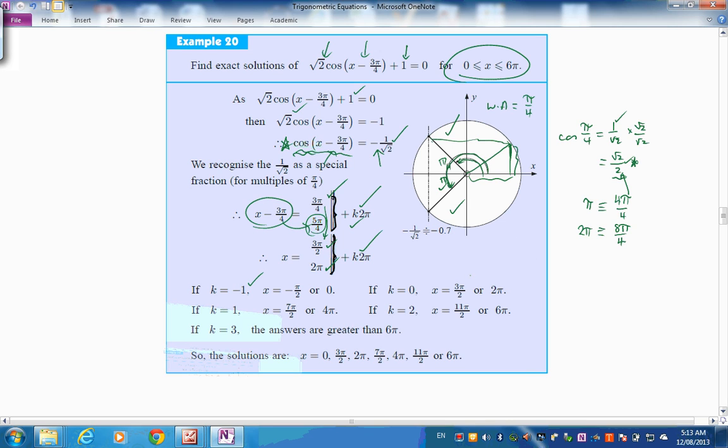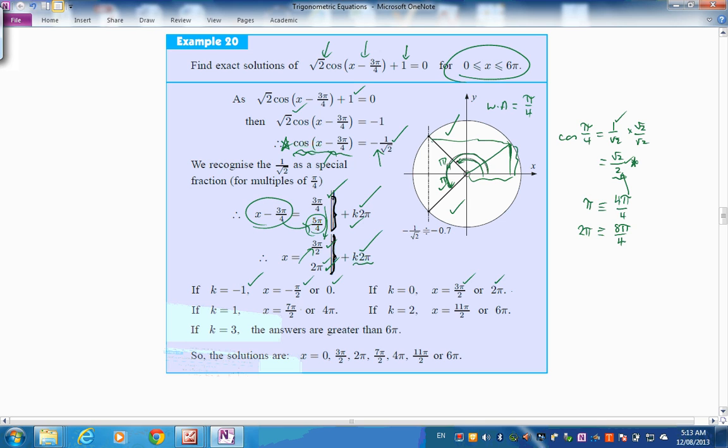Okay, so if k is 0, we've got the 2 base values. If k is neg 1, we can take off 2 pi, and if we take off 2 pi from here, we get neg pi on 2, or 0 from here. Okay, if k is 0, we get our base values.